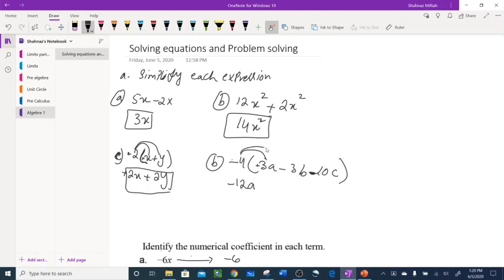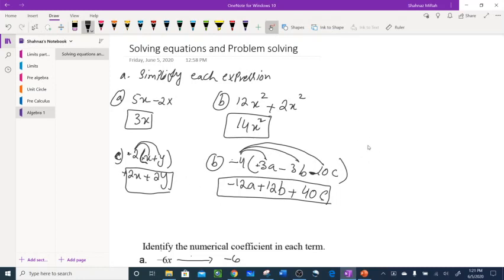Now let's go back to the second one. Again, negative times negative is going to give me positive, 4 times 3 is 12, b is going to stay. Third one, negative times negative is positive, 4 times 10 is 40c. Do I have like terms there? Not at all, because all the variables are different.